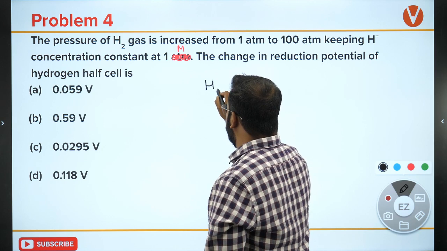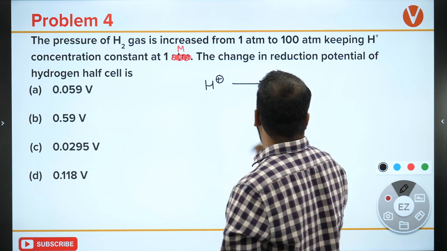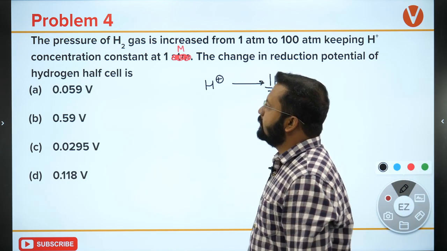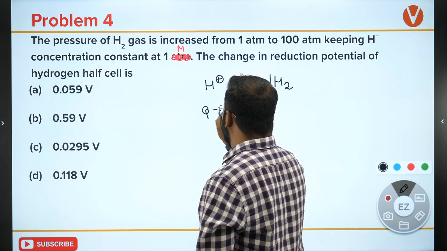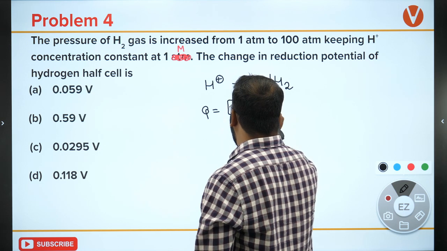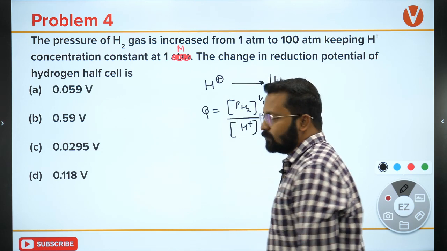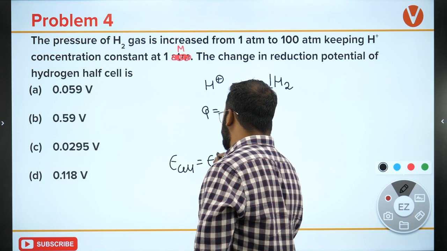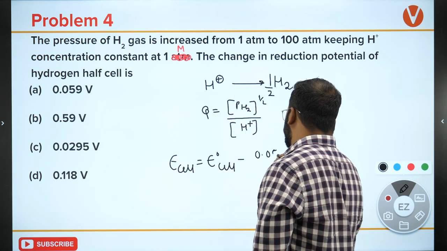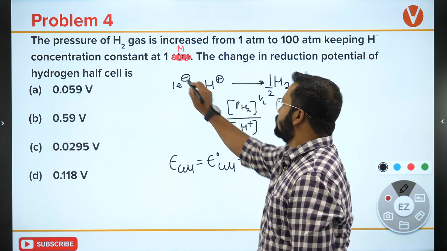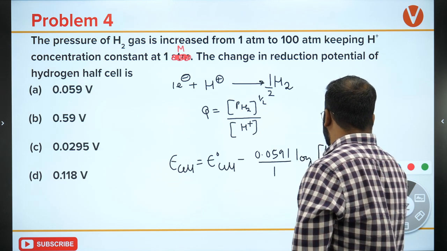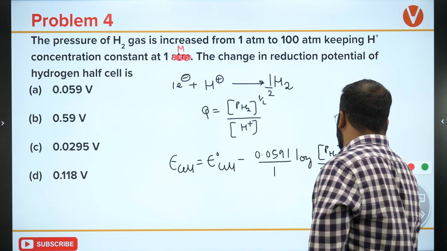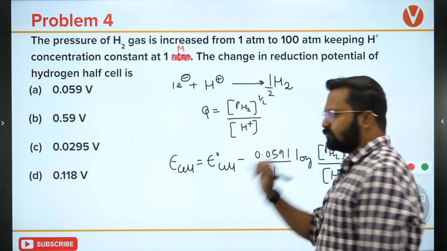So what I would do is, this is H plus and this is getting converted into half H2. If I write the Q for this, Q would be written as pressure of hydrogen to the power 1/2 by H plus ion concentration. Now for the hydrogen electrode we will write E cell is equal to E naught cell minus 0.0591 by the number of electrons, which is 1, log of pressure of hydrogen to the power 1/2 by H plus ion concentration. Okay, I'll write it like this.